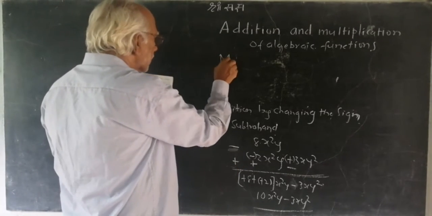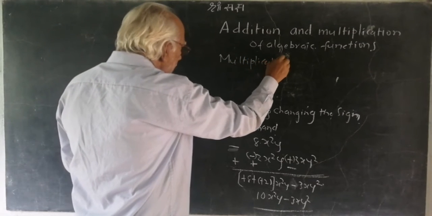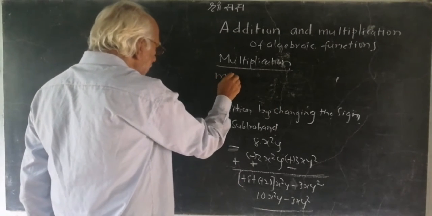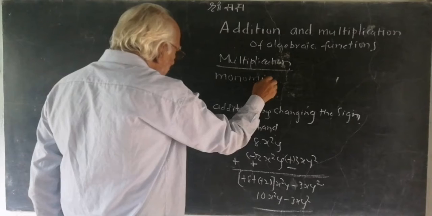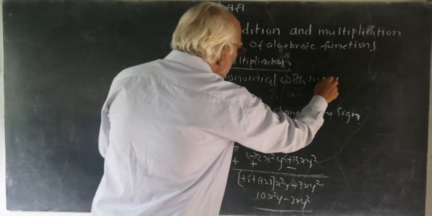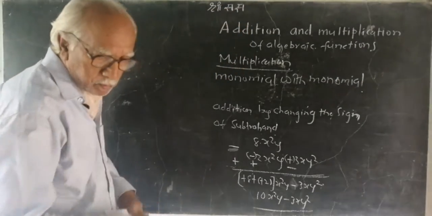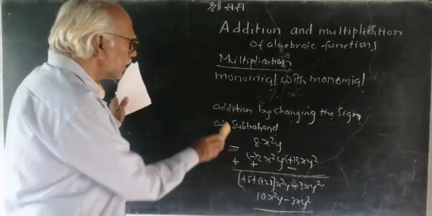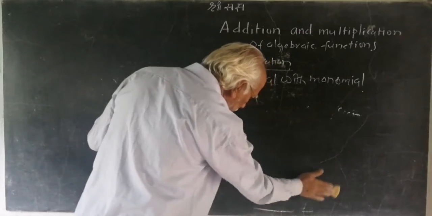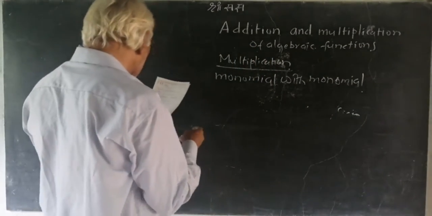So now we will be moving to multiplication. First multiplication is monomial with monomial. So now let us multiply. Yesterday I gave you the rules connected with multiplication. So let us use those rules only.